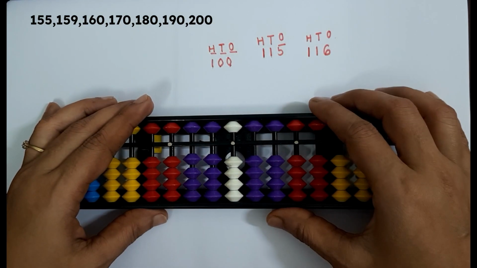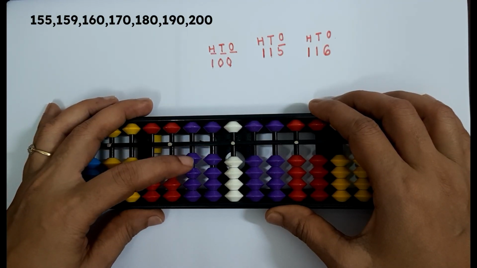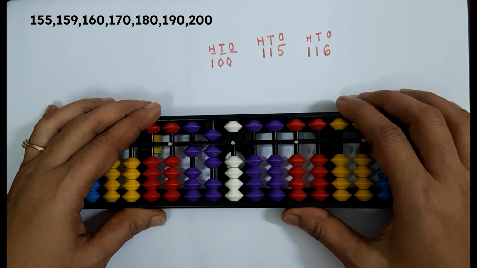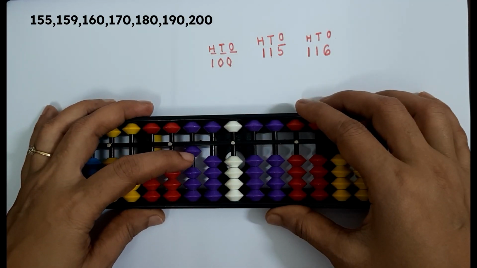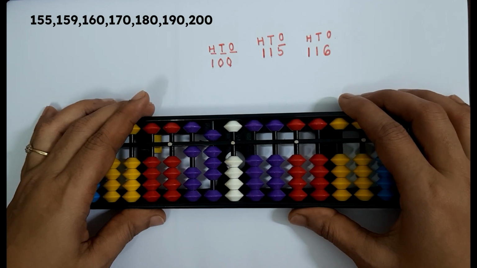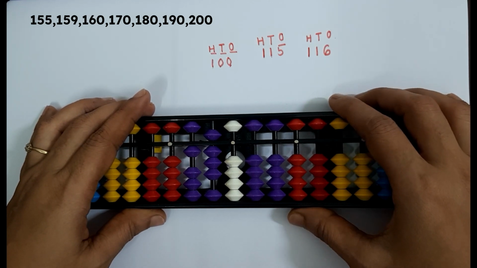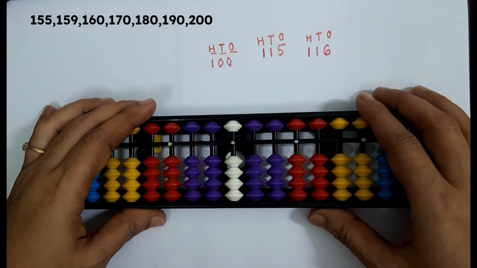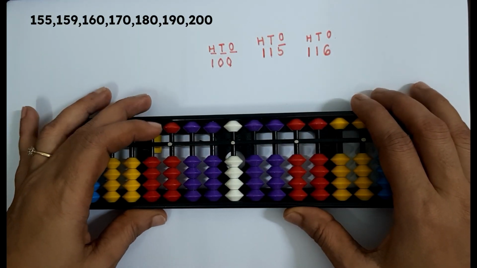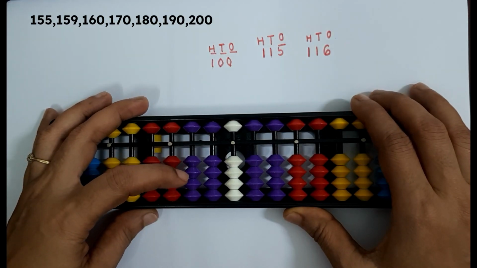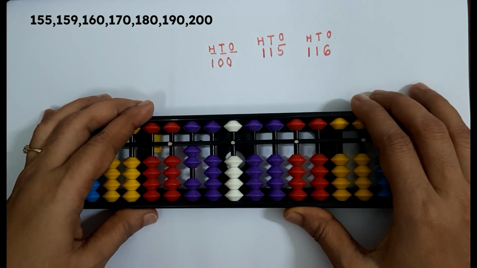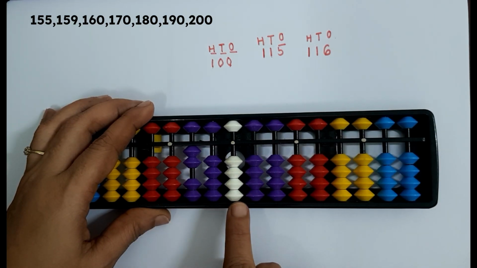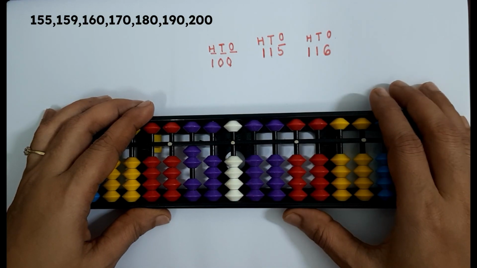Like this, how to represent 170? 1 at hundreds place, 7 at tens place and 0 at ones place. Like this is 180, right. Then next is 190. Then how to represent 200? 2 is at hundreds place, we have to move 2 lower beads at hundreds rod. This is 200 and 0 at tens place and 0 at ones place. Now this is representing 200.